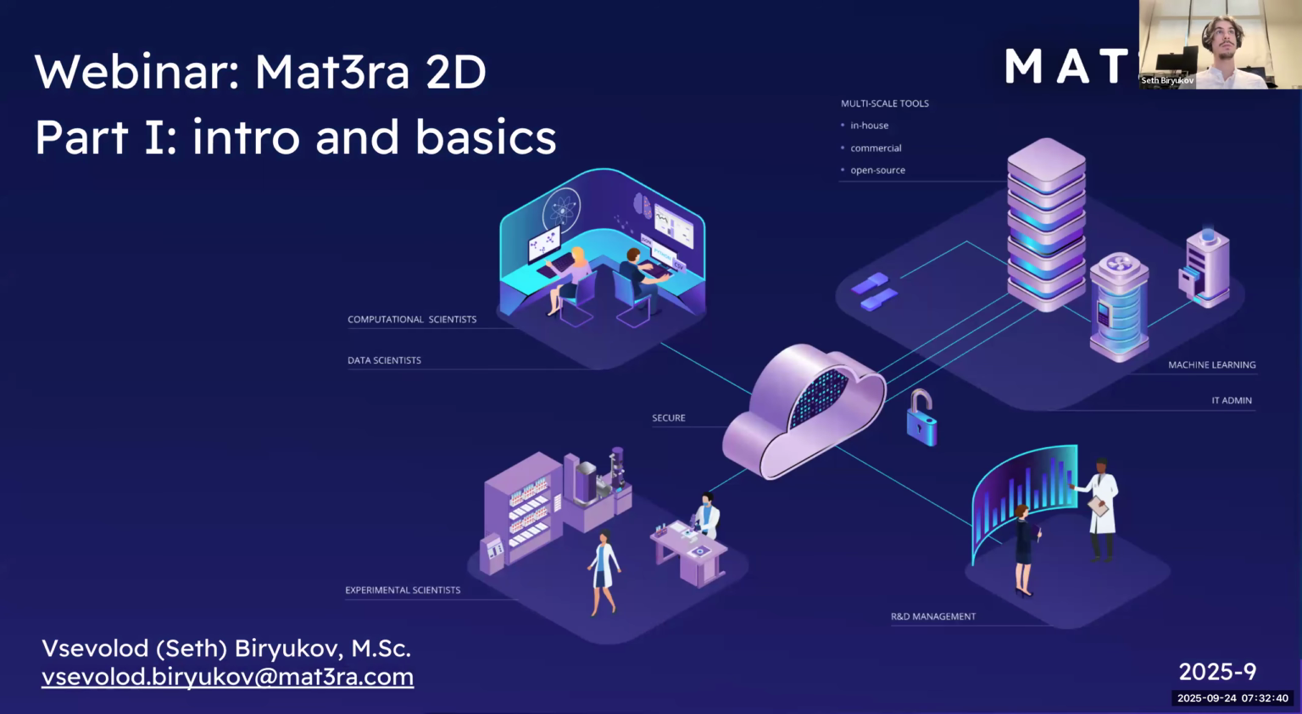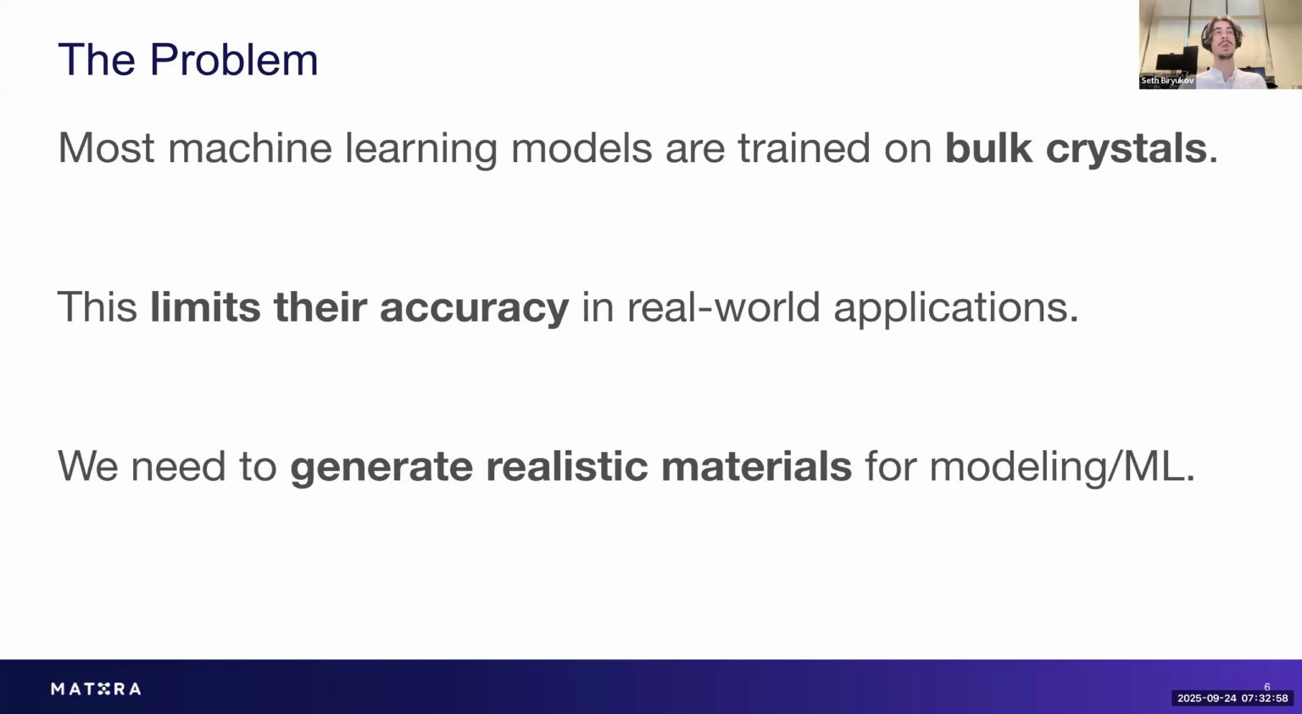Greetings, everybody, and welcome to Mat3ra 2D webinar series. My name is Seth, and I'm going to present you a Python package for the design of 2D materials. First, let's look over a presentation, which will give you an overview of our approach, and then we'll get to hands-on experience. One of the challenges in material science today is that most of the data used to train machine learning models is data of ideal 3D crystals, while real-world applications require structures that are more complex, such as surfaces, interfaces, and defects. So we need a way to generate such materials.